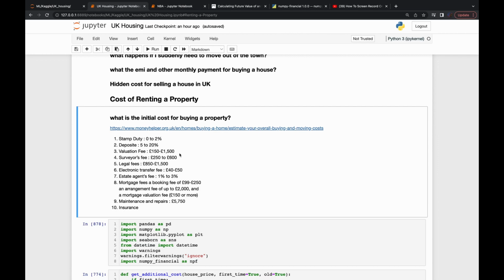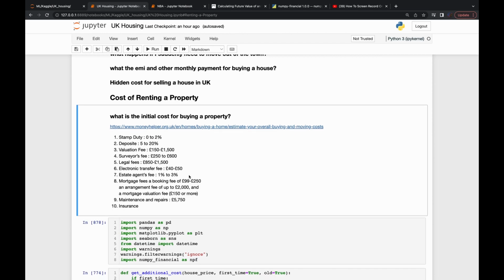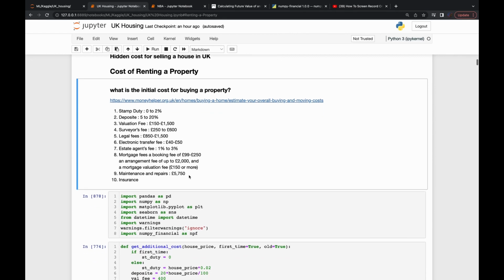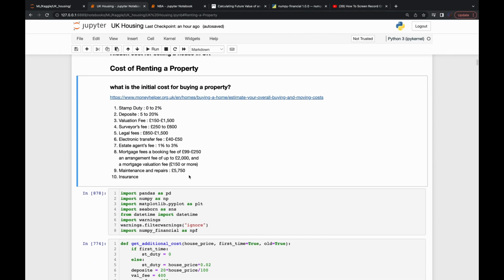Then there are other fees like valuation fees, surveyor fees, legal fees, electronic transfer fees, mortgage fees, and so on. According to this site, when you are buying an old house, you need to spend an average maintenance cost of about 5,700, and then insurance if you want it. I'm not going to consider that, but that might be an additional cost.